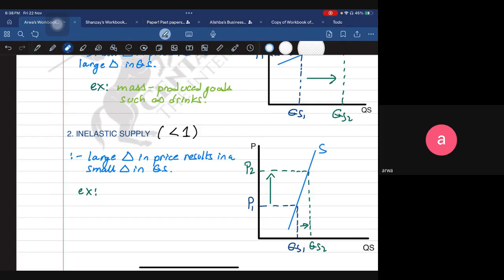You're talking from the point of view of the demand now. You're not talking from the point of view of supply. The price is increasing a lot. Why aren't they supplying more?